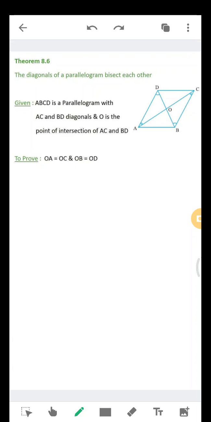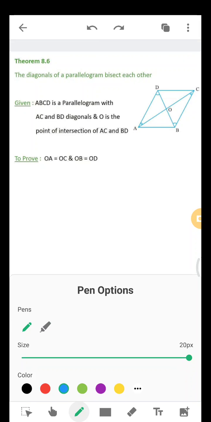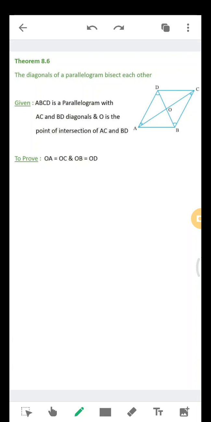So let's take a figure. ABCD is a parallelogram with AC and BD as its diagonals, and O is the point of intersection. So this AC and BD are called diagonals of a parallelogram. We have to prove they bisect each other, so I need to prove that OA is equal to OC and OB is equal to OD. If I prove this, then we can say that they bisect each other.